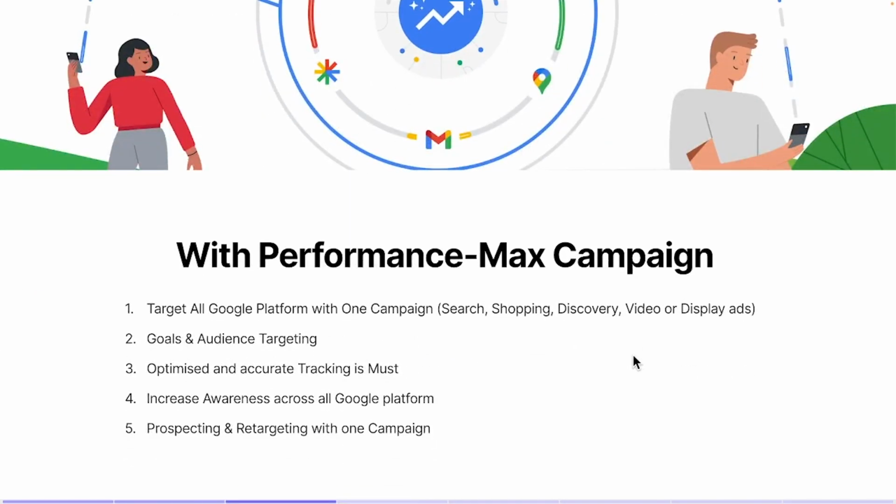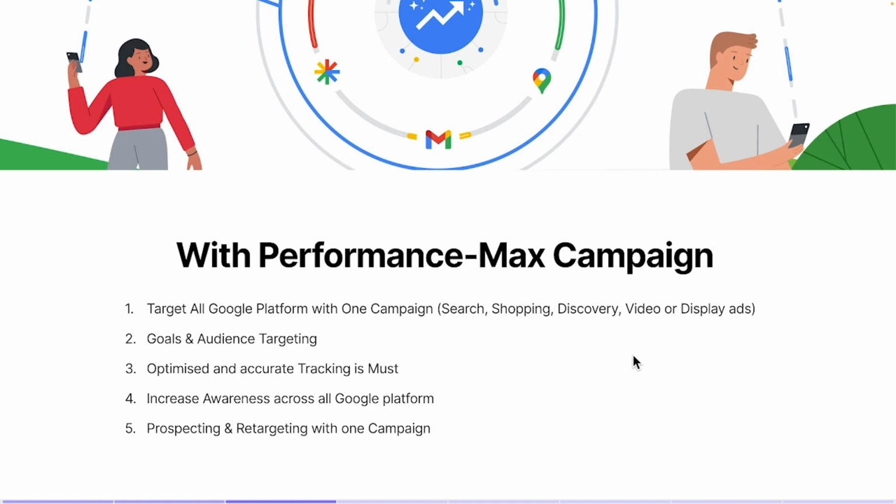And with the Performance Max campaign, as I said before, we can target all of the platforms in one campaign: search, shopping, discovery, video, or display ad. The second most important thing with the Performance Max campaign is goals. It is goal and audience targeting based. What I mean by that is, in other campaign types we were more conversion based: we gave Google the conversion and we optimized for the conversion. But in Performance Max it is more about goals and audience targeting.